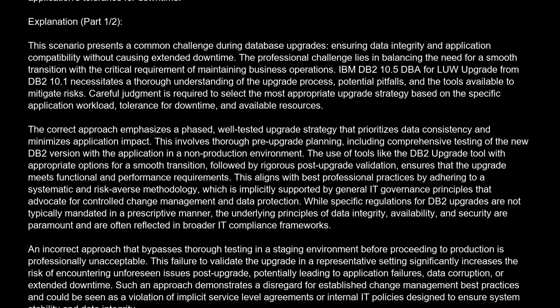An incorrect approach that bypasses thorough testing in a staging environment before proceeding to production is professionally unacceptable. This failure to validate the upgrade in a representative setting significantly increases the risk of encountering unforeseen issues post-upgrade, potentially leading to application failures, data corruption, or extended downtime. Such an approach demonstrates a disregard for established change management best practices and could be seen as a violation of implicit service level agreements or internal IT policies designed to ensure system stability and data integrity.